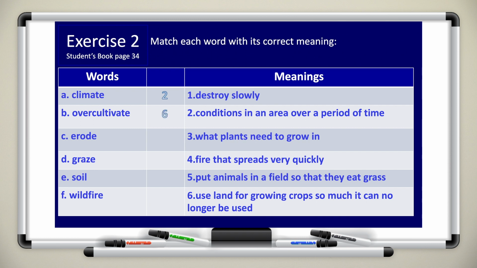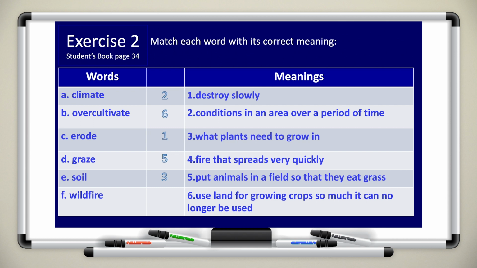Overcultivate. Overcultivate means to use land for growing crops so much it can no longer be used. Erode. Erode means to destroy slowly. Graze. Graze means to put animals in a field so that they eat grass, feeding the animals. Soil. Soil is what plants need to grow in.